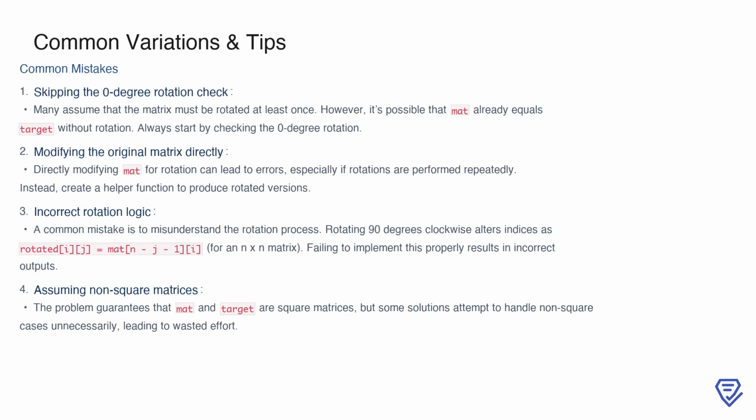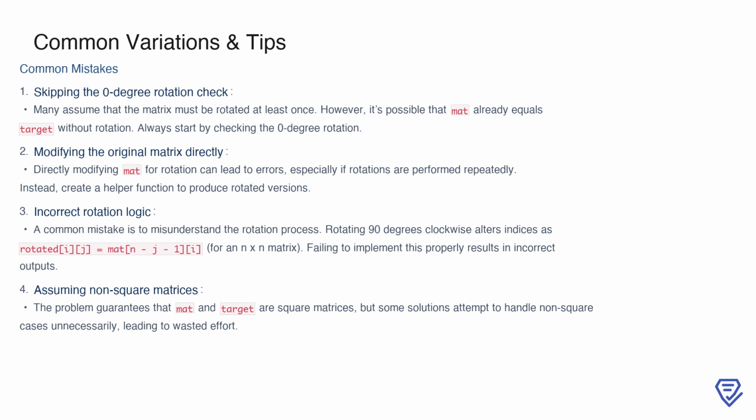When tackling this problem, there are several common pitfalls to watch out for. First, many people forget to check if the matrix already matches the target without any rotation. This is the 0-degree rotation check, and skipping it can lead to incorrect results. Next, modifying the original matrix directly while attempting rotations is another frequent mistake. This can cause issues if you need to perform multiple rotations since the original data might be overwritten. Instead, it's better to use a helper function that generates new rotated versions.